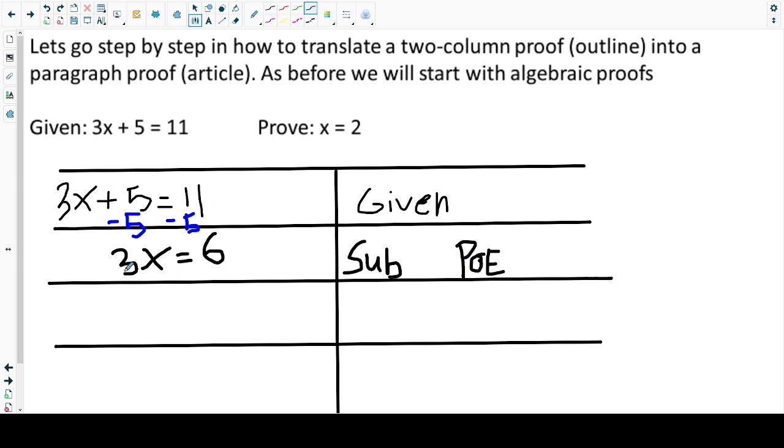And then what you do after that is you divide by 3 on both sides. So divide by 3, divide by 3. And we end up getting x is equal to 2 because of the division POE.